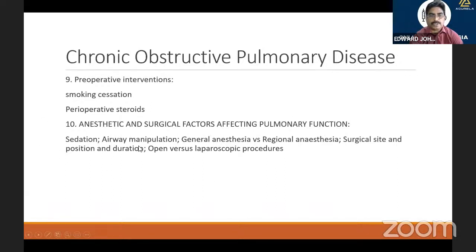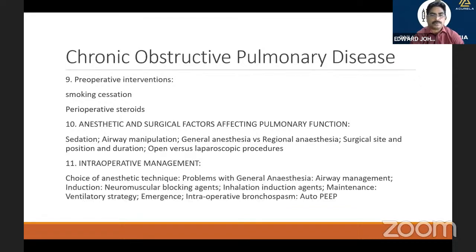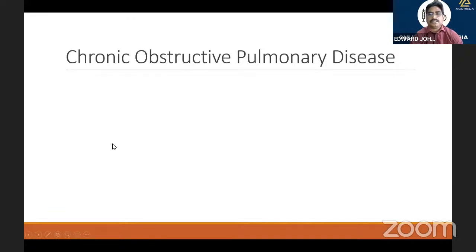That is airway manipulation. What is the role of airway stimulation with endotracheal tubes? How to avoid that, and can LMA be used? So these are the questions. What are the advantages of general anesthesia and regional anesthesia? And the site of incision, that is the surgery, the position during the surgery, and the duration of surgery: will they affect the outcome of the patients? They will ask this. Then what is the advantage of open versus closed laparoscopic procedures? Then intraoperative complications, they all discussed. So these are the things you have to prepare yourself before going to the exam.